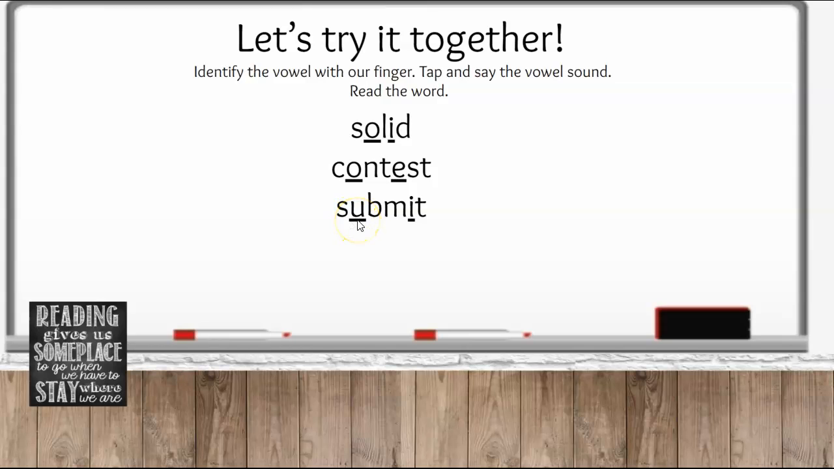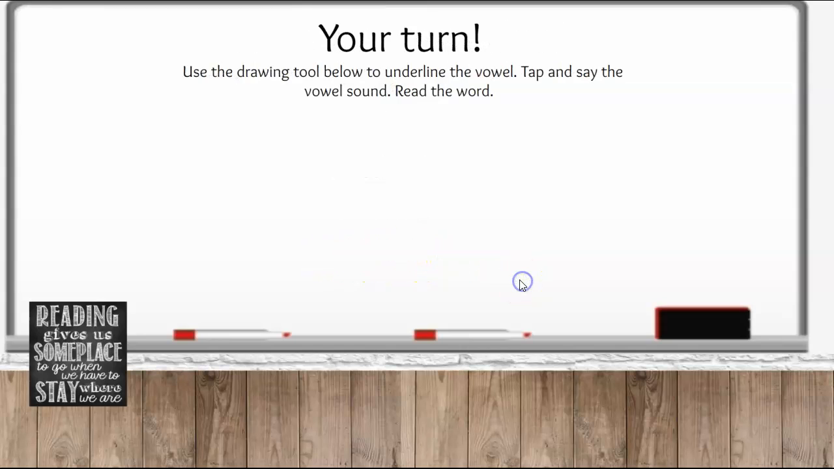Okay, I have short vowel U, short I, so I've got sub and it, s, b, m, it, submit. Our next one has a short O that says ah, a short E that says eh. So I've got k, on, con, v, x, convex.